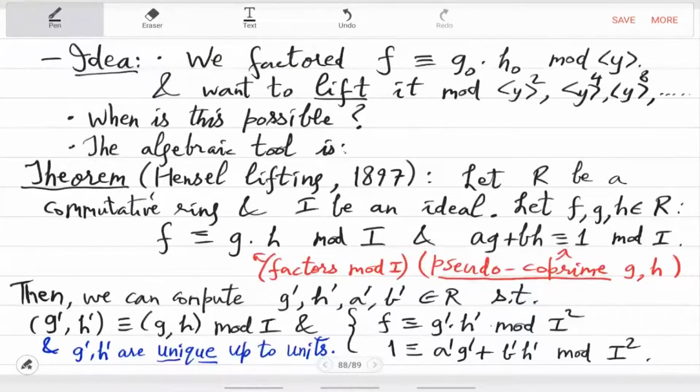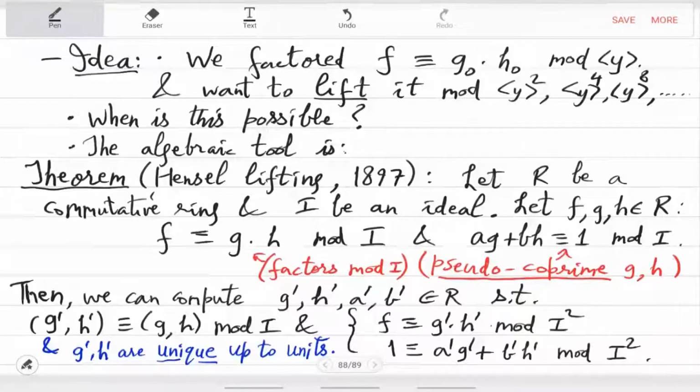Any ideas? How will you get G prime? You have G, H, A, B. From these four things, you want to get G prime. What is the formula? G plus I into something. So G prime has to be G mod I, which means that you want to perturb G by an element in I. So that element you want to find. But obviously it has to be a very special element.